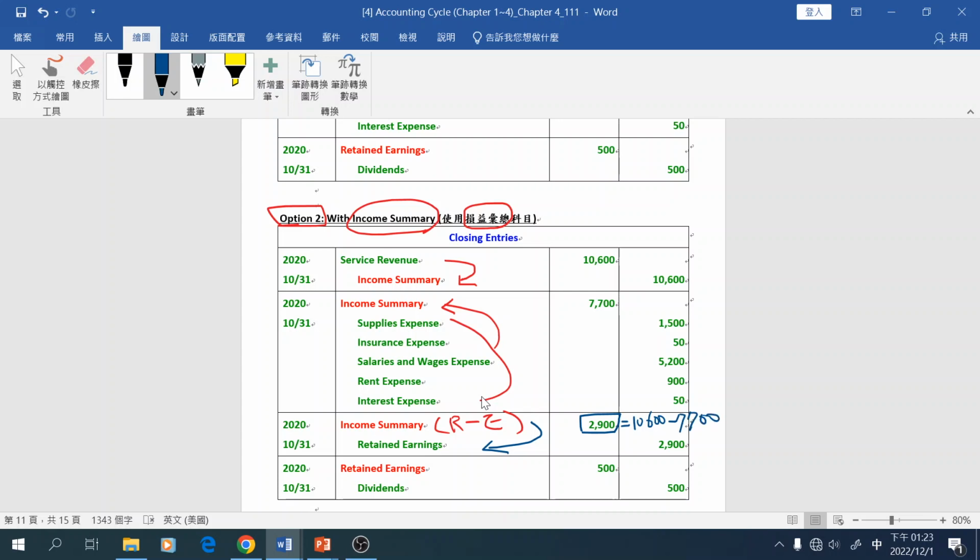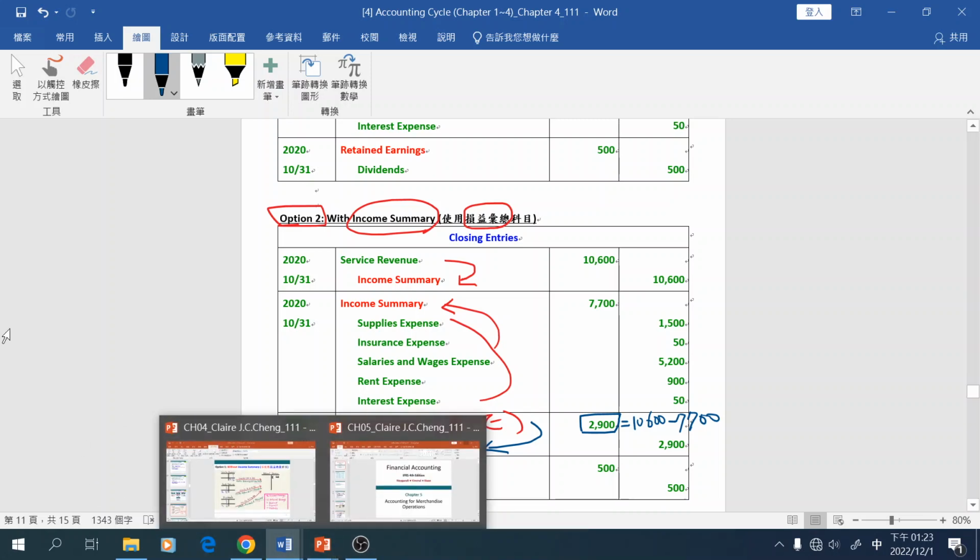Okay. So either way, you could decide which way you prefer to use. Any questions? Okay. So this is another thing I want to mention.